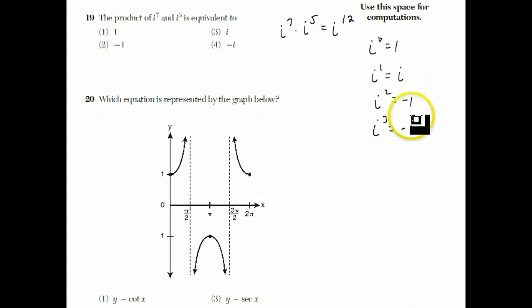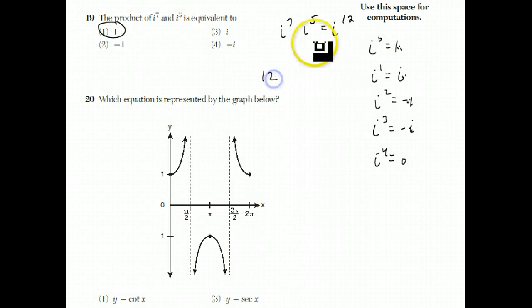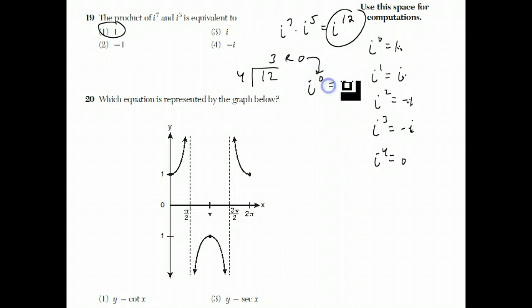And i cubed is negative i. Then it actually continues. i to the 4th is back to 1. So you could just go 0, 1, 2, 3, 4, 5, 6, 7, 8, 9, 10, 11, 12 to get your answer, 1. Or a little trick for you is, to raise i to a power bigger than 3, divide the power by 4 and raise i to whatever the remainder is to get that answer.